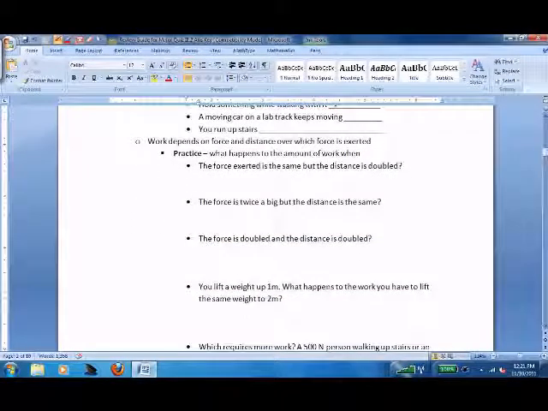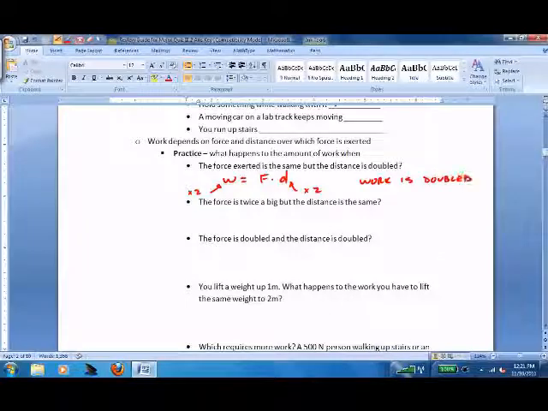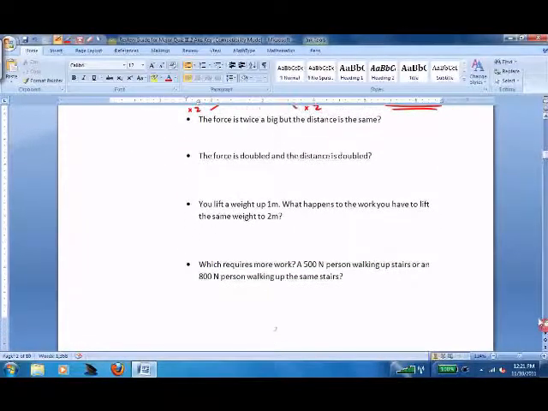These problems, you will see these. What happens to the amount of work when the force exerted is the same, but the distance is doubled? Well, the first thing I'm going to do is this. So the force is the same, but we're going to have double the distance. If this goes up times 2, then the work has to go up times 2. So work is doubled. I'll leave the rest for you until we get down here.